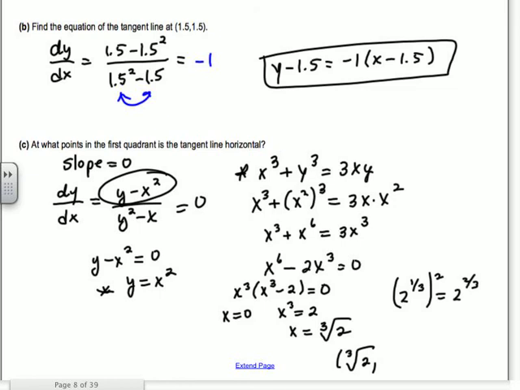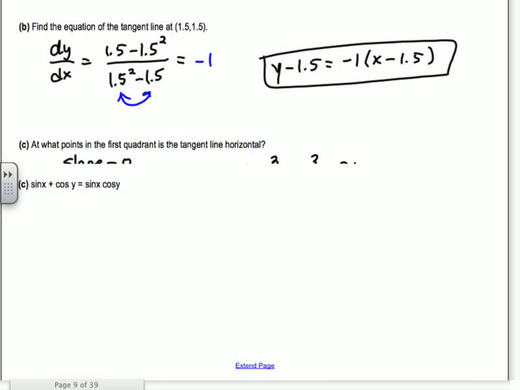So it's the cube root of 2 squared, which is cube root of 4. And the other point is 0, 0, which is not really in the first quadrant, it's just the origin. Okay. Tricky one. That's definitely a free response type question.